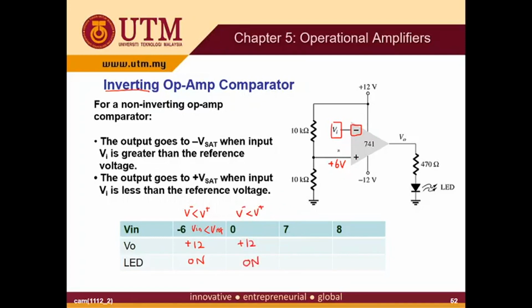When V in is larger than V reference, V in, which is the V minus, is larger than V plus. So here the output is minus 12, and the LED is off. The same situation applies when V in is equal to 8. 8 is larger than 6, so 8 is the V minus and 6 is the V plus. So this is minus 12, and the LED is off.